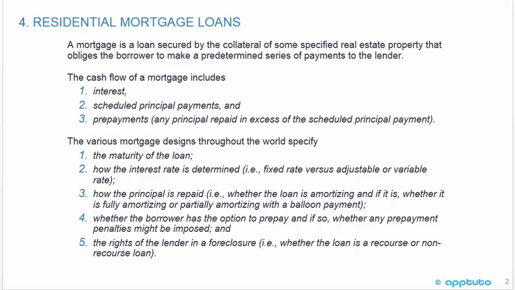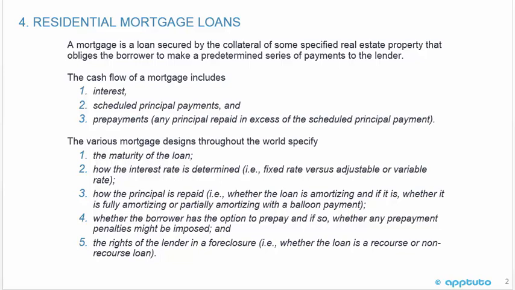Okay? So the various mortgage designs throughout the world specify 1, the maturity of the loan, 25 years, 30 years. In Canada, at one point, it was possible to get a 40-year loan. 2, how the interest rate is determined, i.e. fixed rate versus adjustable or variable rate.